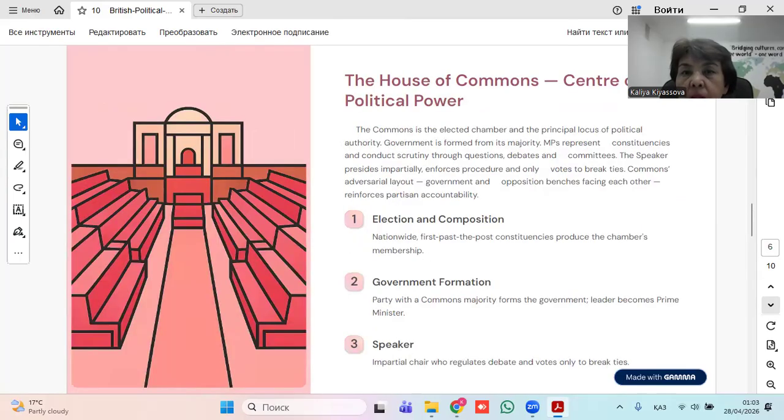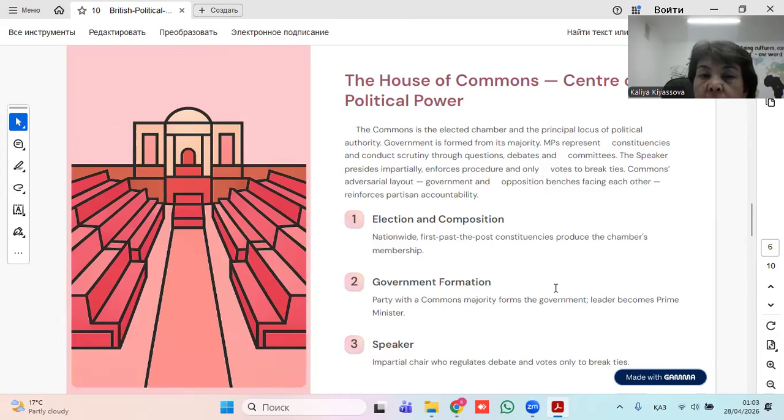And the House of Commons, center of political power. The Commons is the elected chamber and the principal locus of political authority. Government is formed from its majority, and the speaker presides impartially, enforces procedure, and only votes to break ties. The Commons' adversarial layout, government and opposition benches facing each other, reinforces accountability.